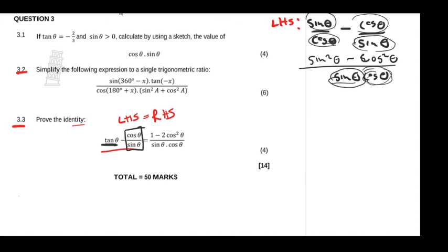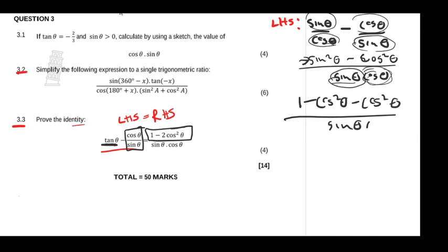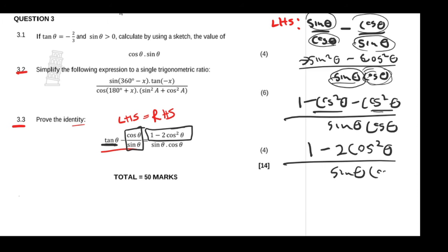I hope you understand that. And then I'm going to change this sine squared into 1 minus cos squared, why? Because we only have cos here at the top. It's going to be 1 minus cos squared theta minus cos squared theta, divided by sine theta cos theta, right? And then I'm going to add these two since they are the same. It's 1 minus 2 cos squared theta all over sine theta cos theta.